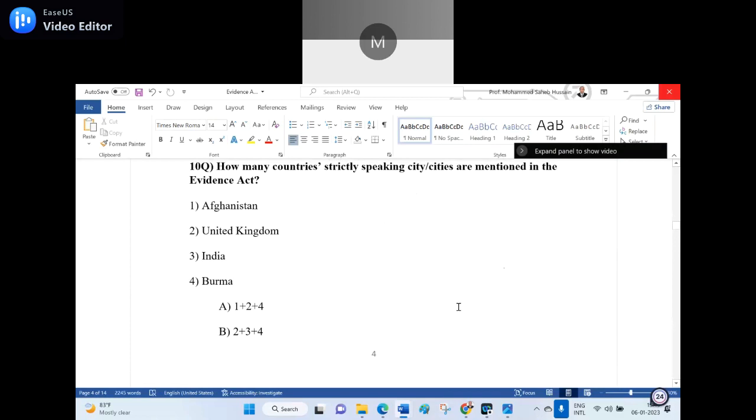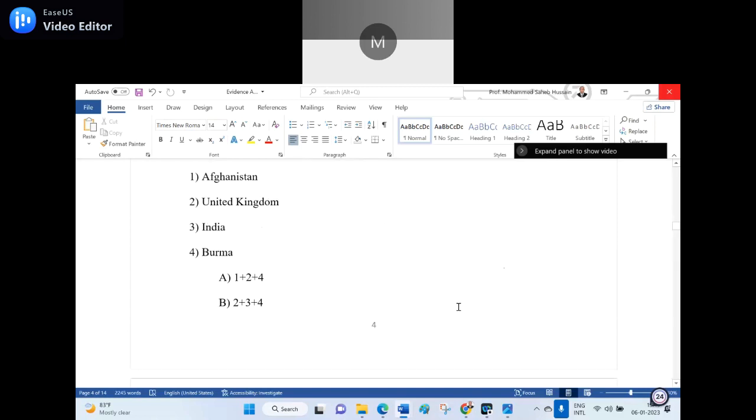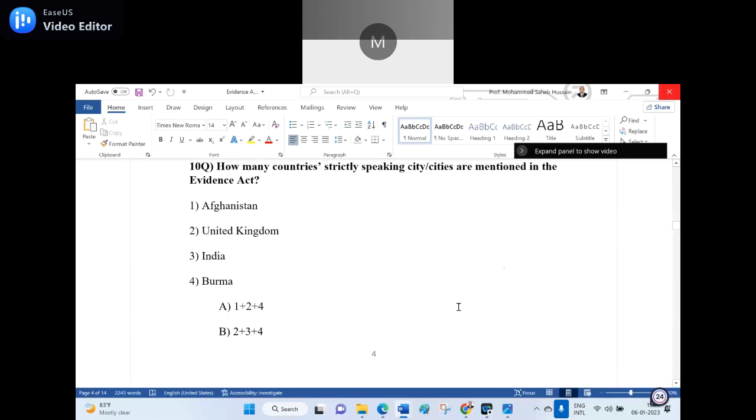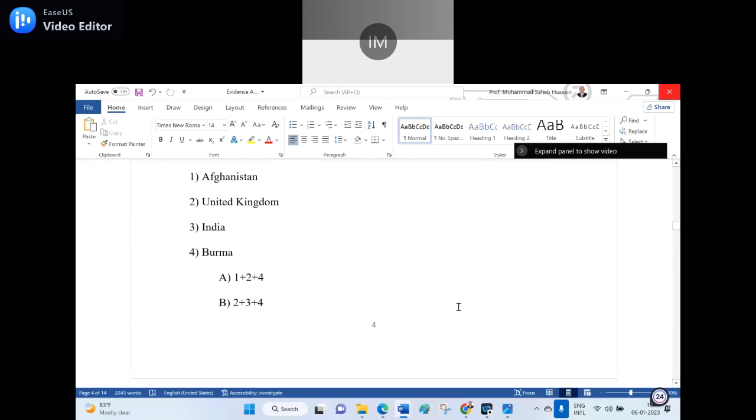See, the cities are mentioned in the Indian Evidence Act 1872, but the cities are in these countries. Number 1, Afghanistan. Number 2, United Kingdom. Number 3, India. Number 4, Burma. I am sure that it is an open challenge. Such a question nobody made. It is my creativity, my brain. Option B, 2 plus 3 plus 4, sir. Wrong.